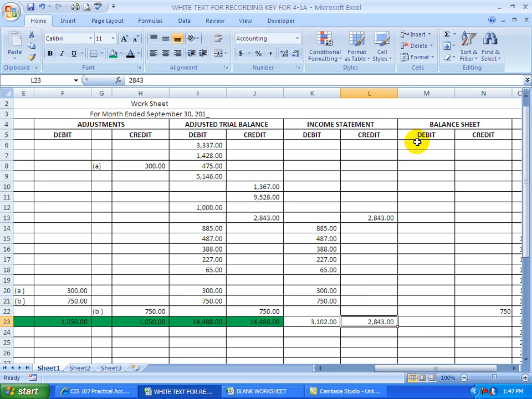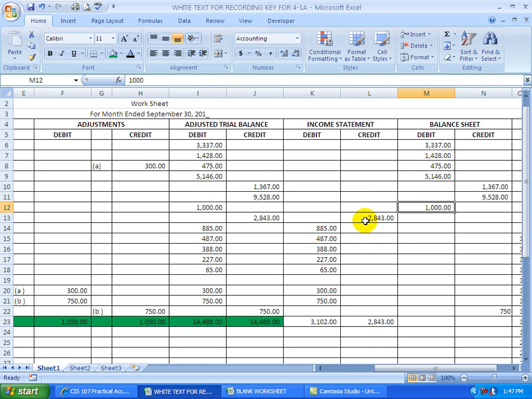Okay, looking at the balance sheet, what's going to go in the balance sheet column over here will be assets and drawing. Okay, so your assets for cash, accounts receivable, prepaid insurance, and office equipment, they're all brought over. Your liability is brought over. Your capital is brought over. And the drawing is brought over.